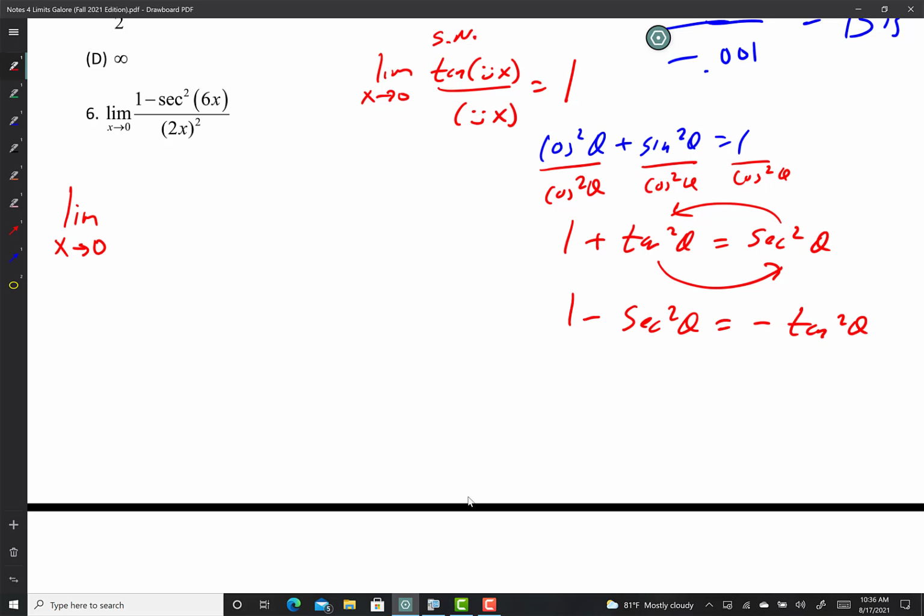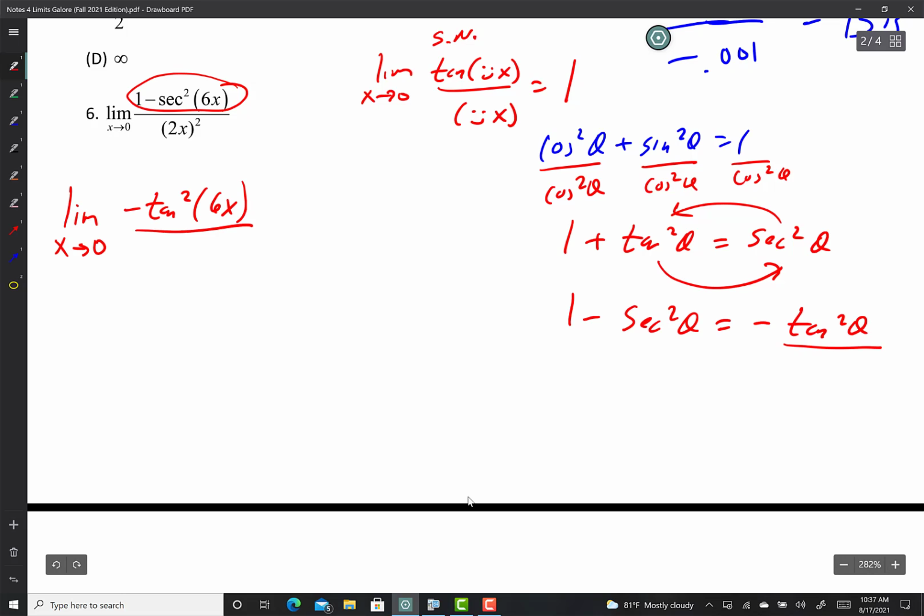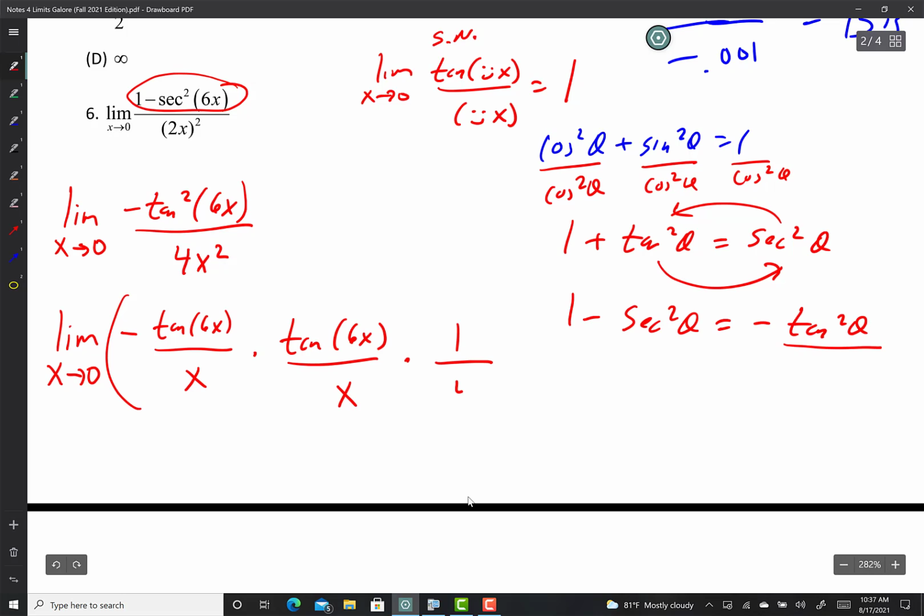As x approaches 0, 1 minus secant squared is just negative tan squared. I've got to keep the argument. So negative tan squared of 6x over, and I'm going to go ahead and square both of these here. 2 times 2 is 4, x times x is x squared. So are we okay right now? Now I'm ready to go. Limit as x approaches 0. Giant parenthesis, because we're taking the limit of all this. Tan of 6x over x times tan of 6x over x times 1 over 4. There it is. All that is the same as what I have in the top.